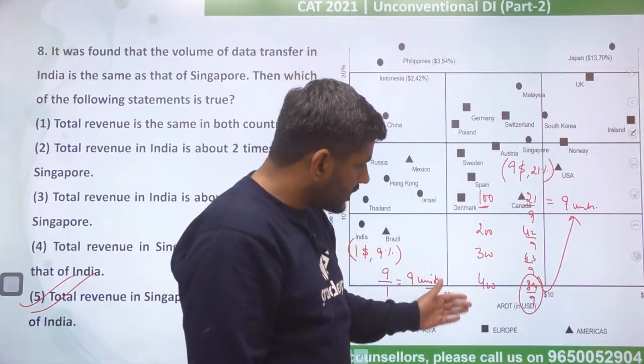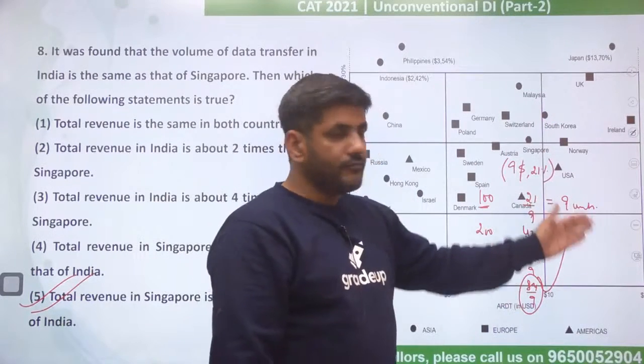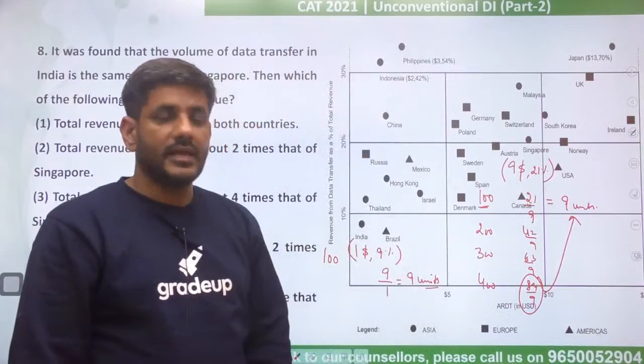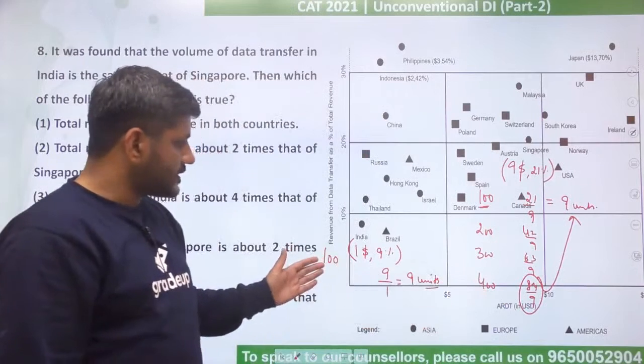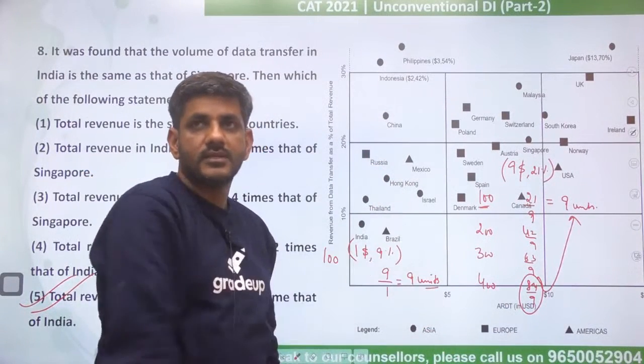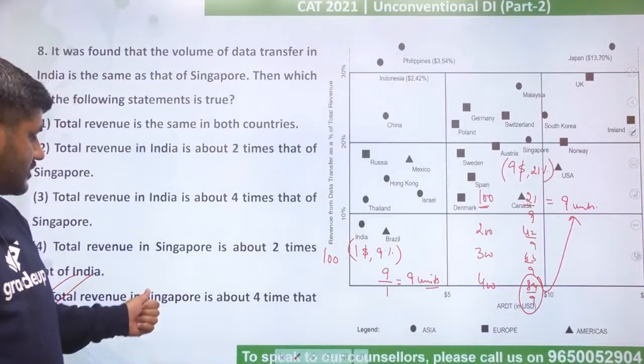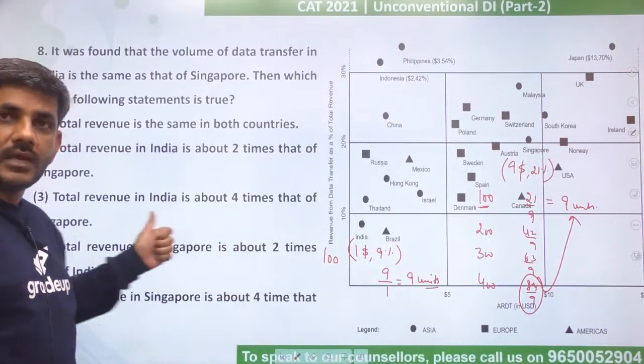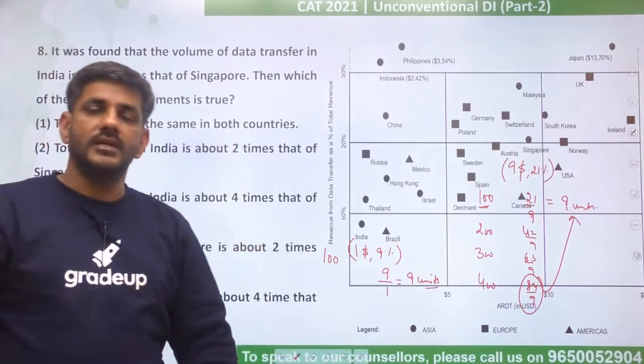Similarly 300, 400, I see in approximately 400 it becomes 9. So this is 400, this is 100. That means that figure is approximately 4 times of this figure, which is what the question is asking you. कि Singapore का revenue is about 4 times that of the India's revenue.